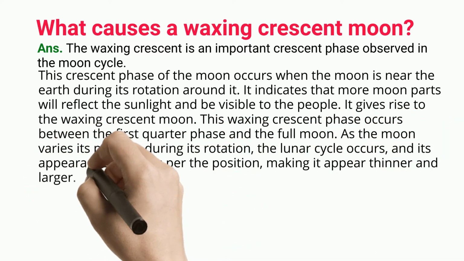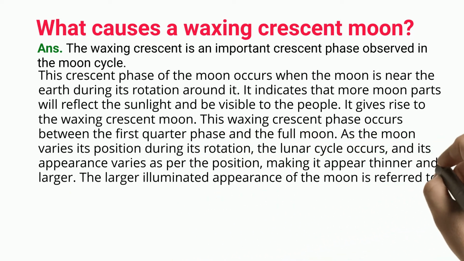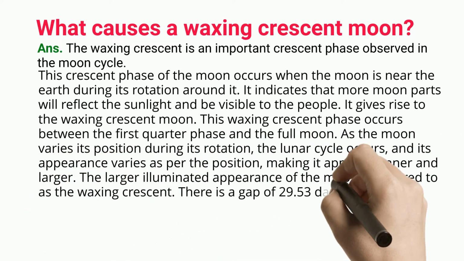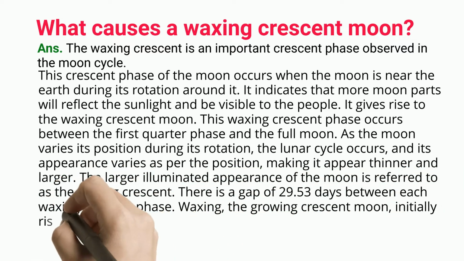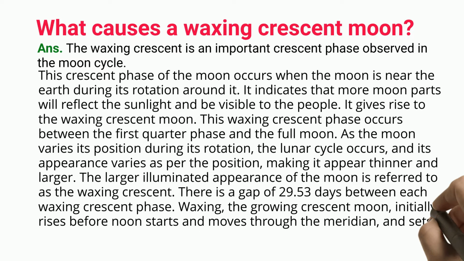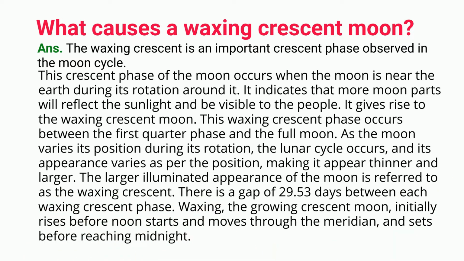As the moon varies its position during its rotation, the lunar cycle occurs, and its appearance varies as per the position, making it appear thinner and larger. The larger illuminated appearance of the moon is referred to as the waxing crescent. There is a gap of 29.53 days between each waxing crescent phase. Waxing, the growing crescent moon, initially rises before noon starts and moves through the meridian, and sets before reaching midnight.